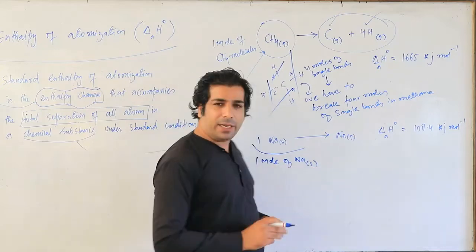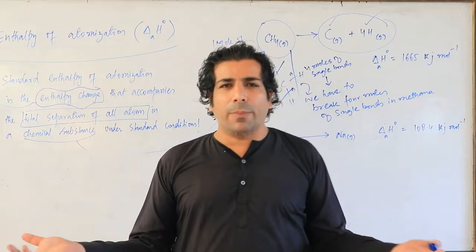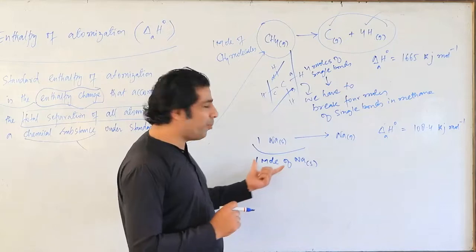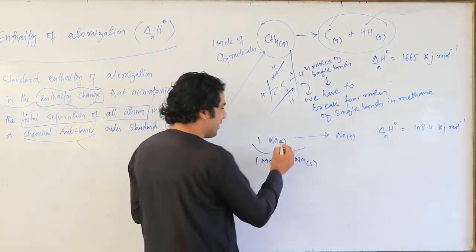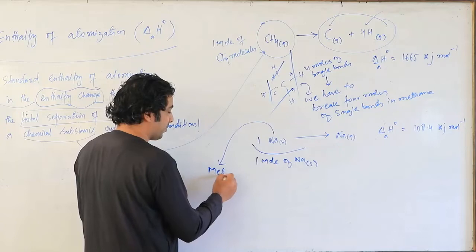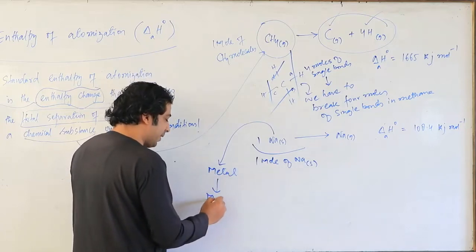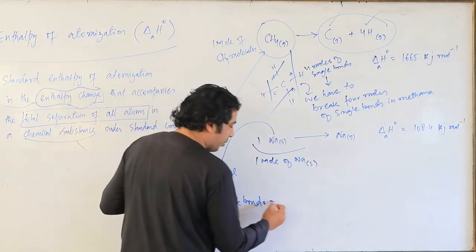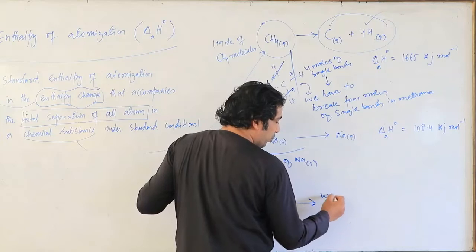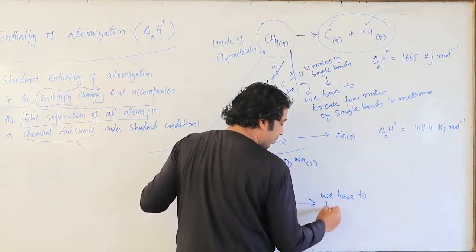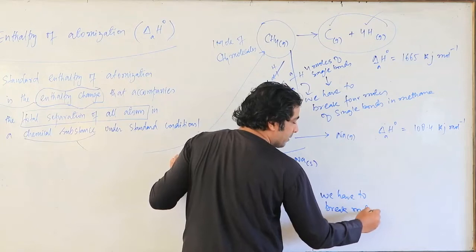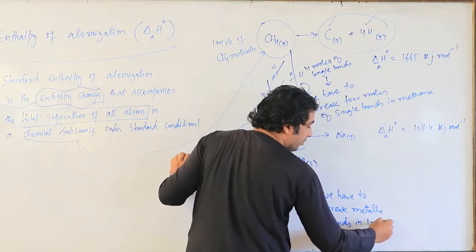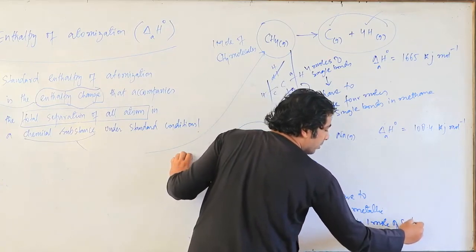And now you will be thinking, in sodium solid, what am I going to break? You will be thinking that no bond is there. But remember, this sodium is a metal, and in metals, remember, there is a metallic bond. So metallic bonds are there. So here we have to break metallic bonds in 1 mole of sodium solid.